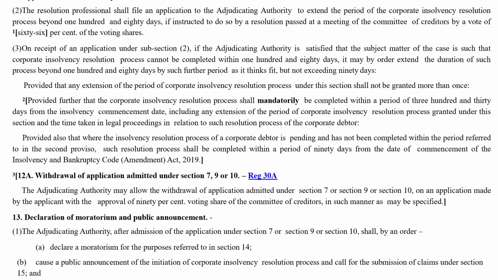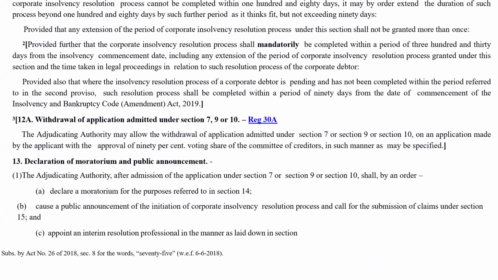Now section 12A. Section 12A was also introduced at a later date, because when IBC came initially, there was no provision for withdrawal of application. So section 12A says that once an application has been admitted under section 7, 9 or 10, then there is a provision for withdrawal. So it says the adjudicating authority may allow the withdrawal of an application admitted under section 7 or 9 or 10 on an application made by the applicant with the approval of 90% voting share of the committee of creditors in such manner as may be specified. So it has to be done with the approval of the committee of creditors.